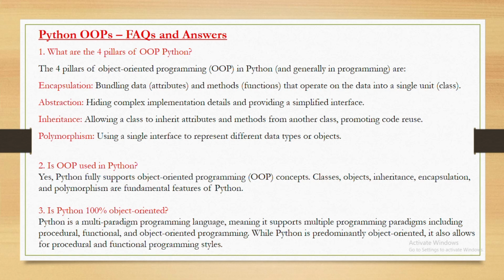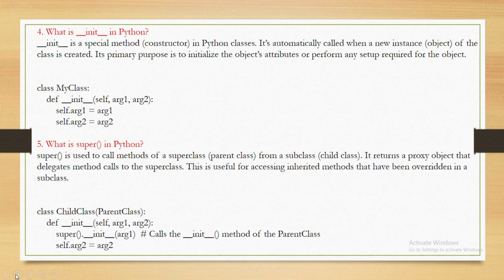The next question is, is Python 100% object-oriented? Python is a multi-paradigm programming language, meaning it supports multiple programming paradigms, including what? Procedural, functional, and object-oriented programming. Python supports all of them. So it does not rely only on object-oriented programming. So while Python is predominantly object-oriented, it also allows for procedural and functional programming styles, which is beautiful, isn't it? That is good. Now, the next thing we are having is, what is init in Python?